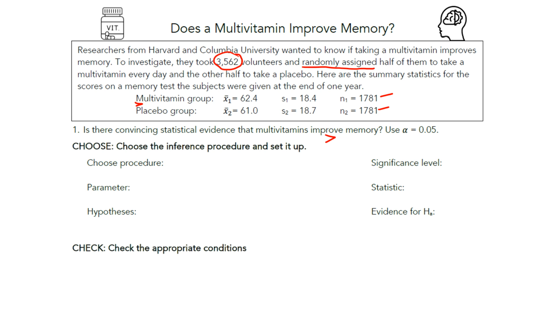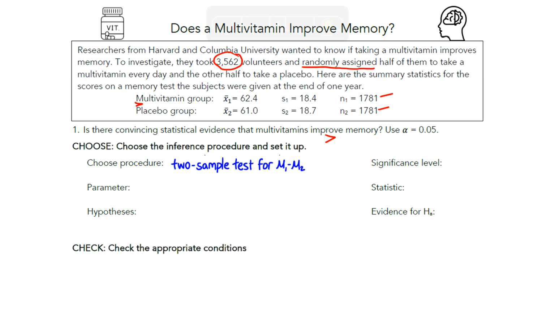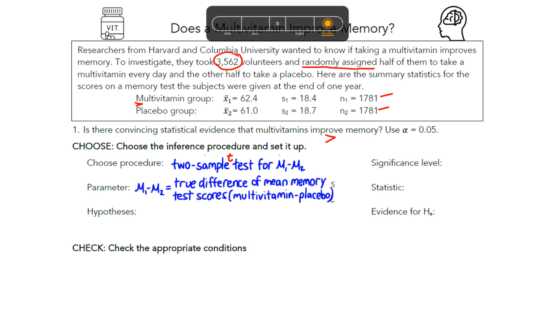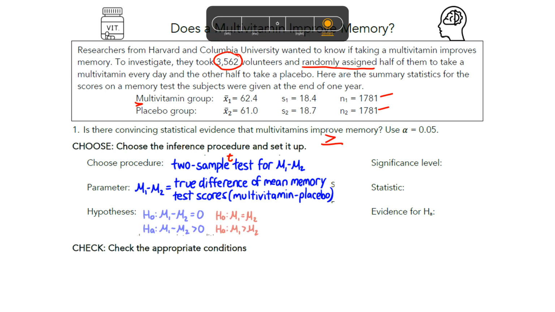So now our procedure, because we have 2 samples, is in fact going to be a 2-sample t-test for mu1 minus mu2. The parameter is the true difference of mean memory test scores in multivitamin minus placebo. You must define the parameter. Our null hypothesis is that they're equal, and our alternate hypothesis is going to be mu1 is greater than mu2.